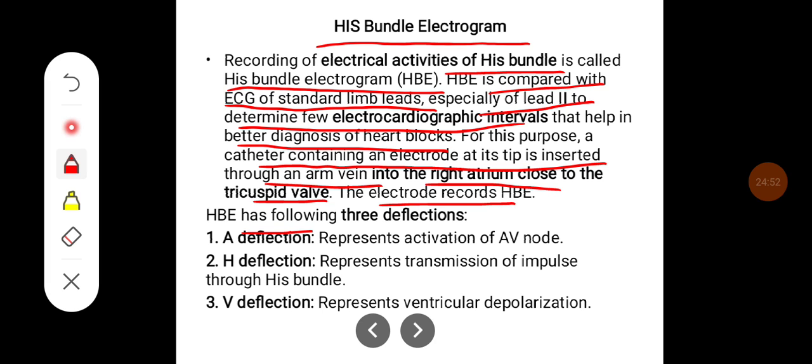So it has the following deflections: A deflection, H deflection, and V deflection. A deflection represents activation of AV node. The H deflection represents transmission of the impulses through His bundle, and V deflection represents ventricular depolarization.